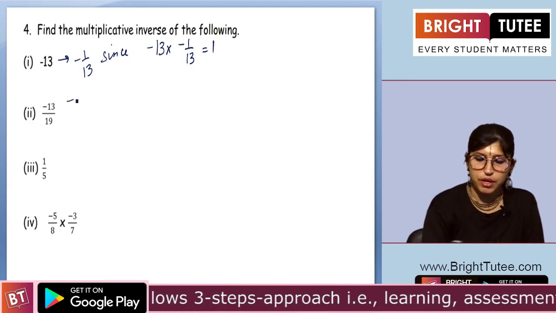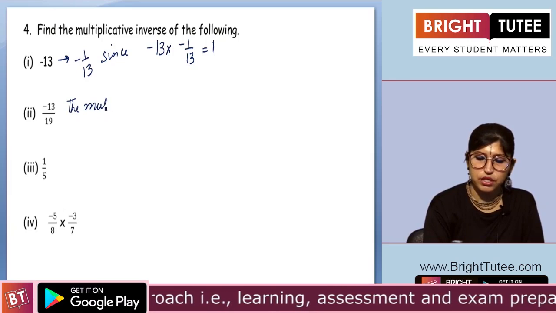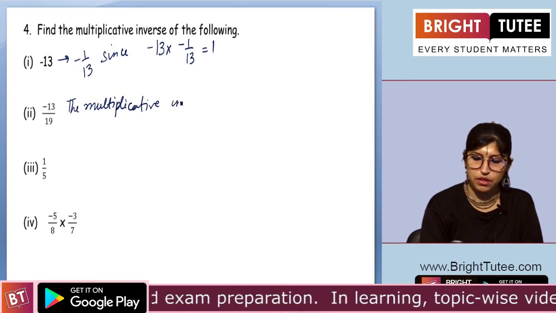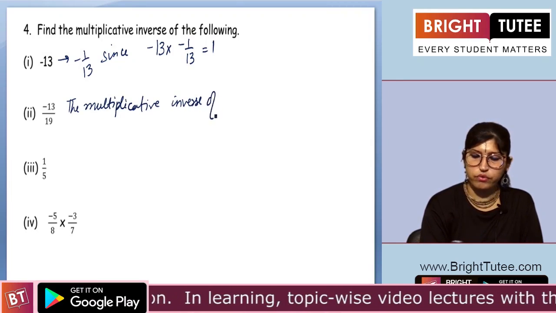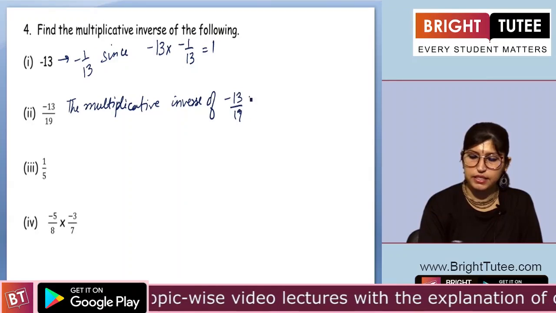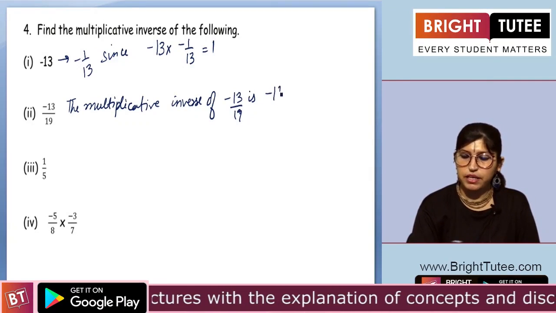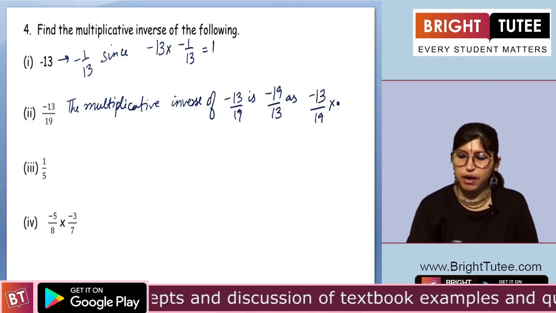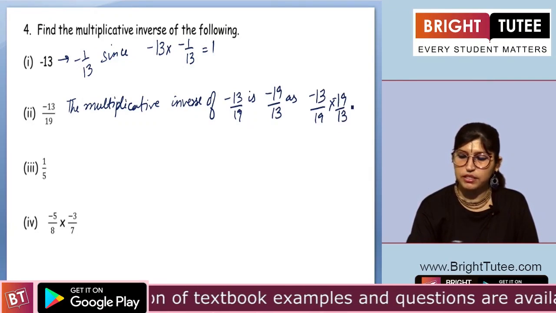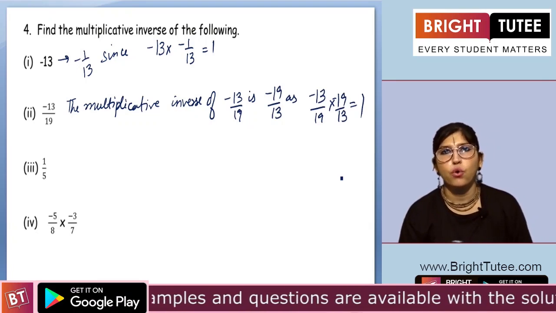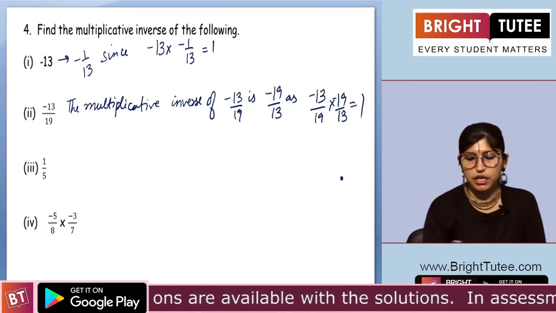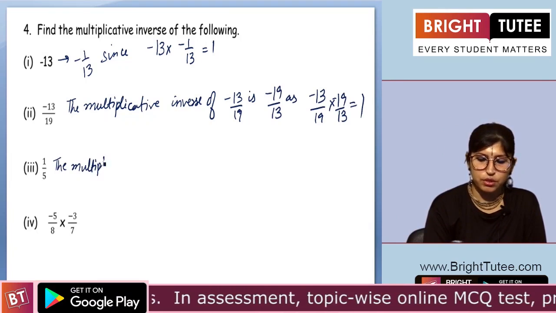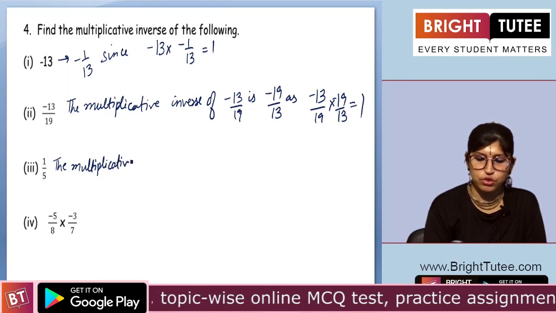So we'll write it this way: the multiplicative inverse of minus 13 by 19 is minus 19 by 13, since minus 13 by 19 times minus 19 by 13 equals 1. Let's move on to another part. I hope you can do it yourself. Give it a try. I hope it will not take more than a few seconds for you to give an answer.